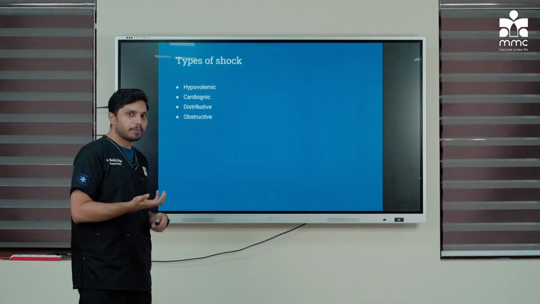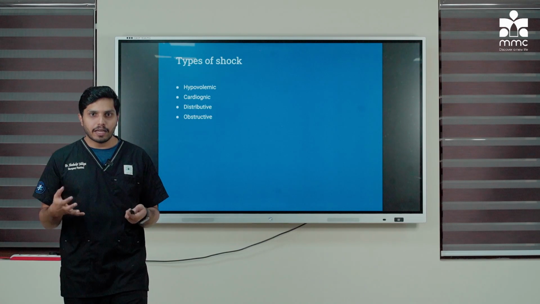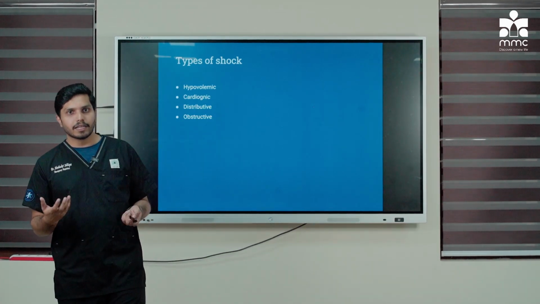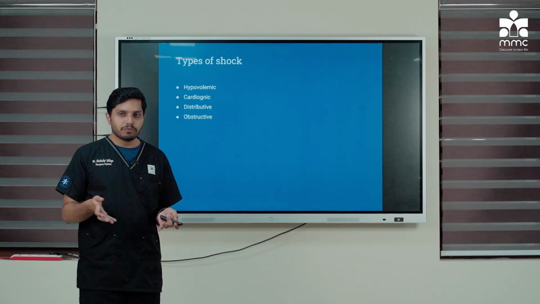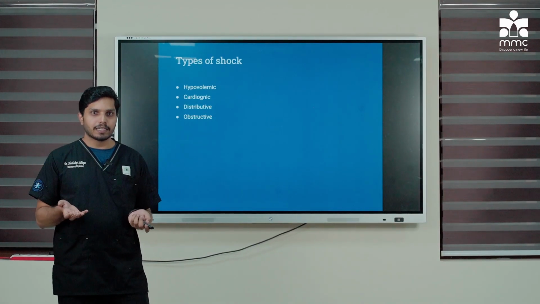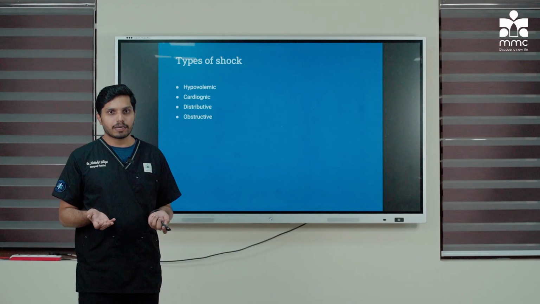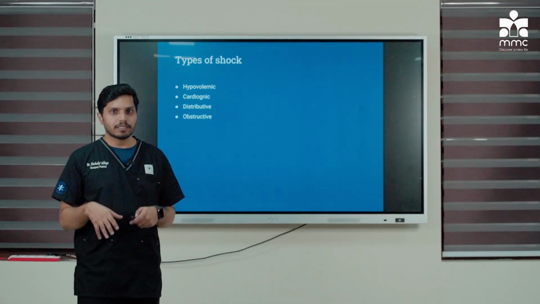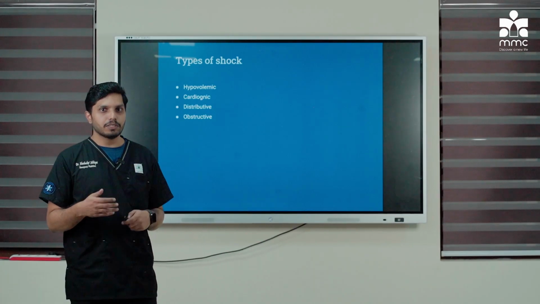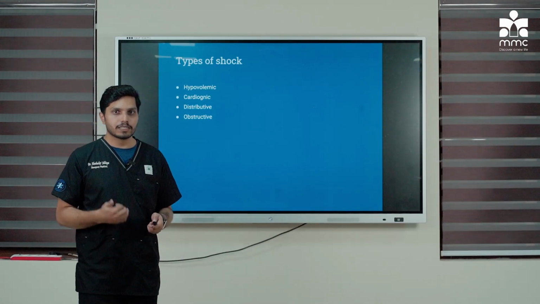Then there is distributive shock. In this scenario, the intravascular volume and the heart are normal, but the distribution to the tissue is disrupted. Basically, it is because of increased capillary leak or dilated vessels. In those cases, the blood does not reach the tissue level adequately. These types of shock we call distributive shock.